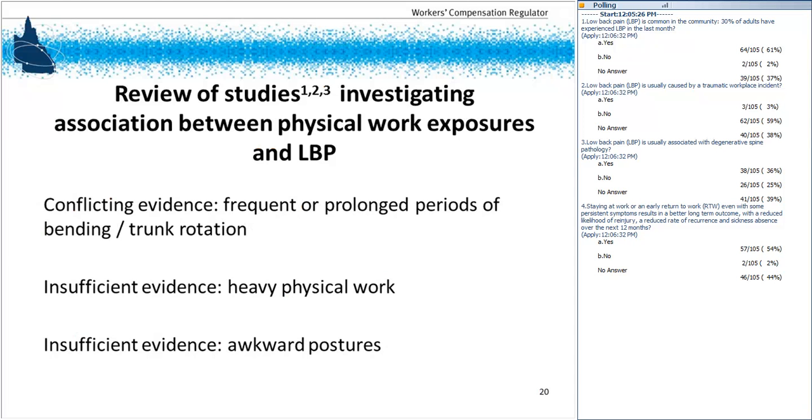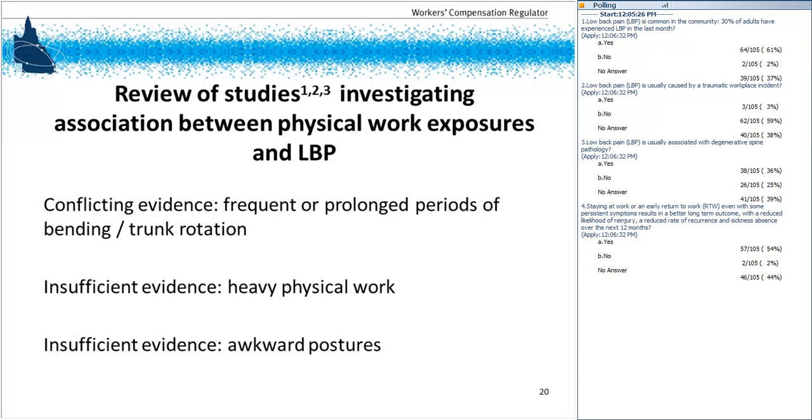So these are generally studies done on large work populations. The experts who review these studies and summarise them report that generally the studies are of limited quality, so it makes it a little difficult to draw firm conclusions. Overall, though, there appears to be some conflicting evidence as to whether frequent or prolonged periods of bending and trunk rotation are associated with low back pain.